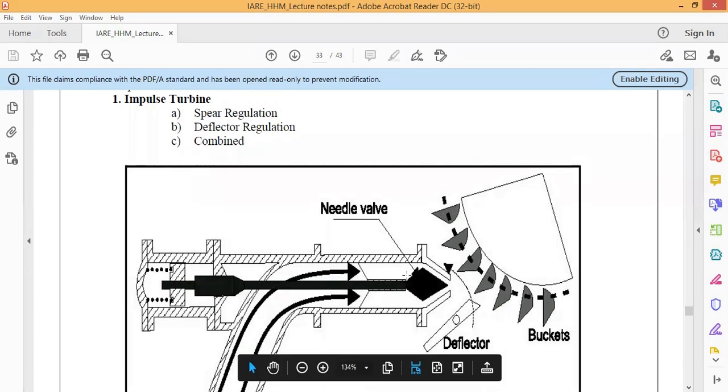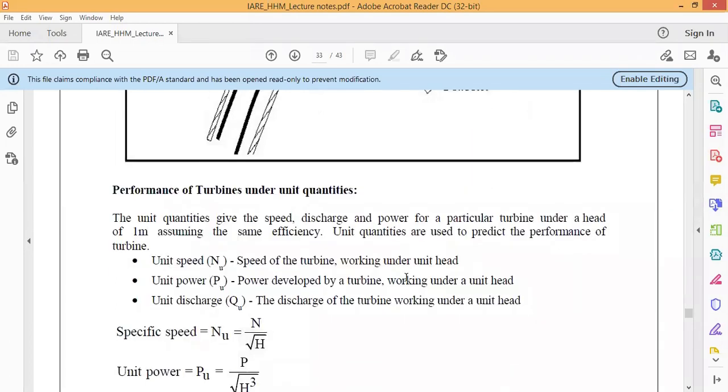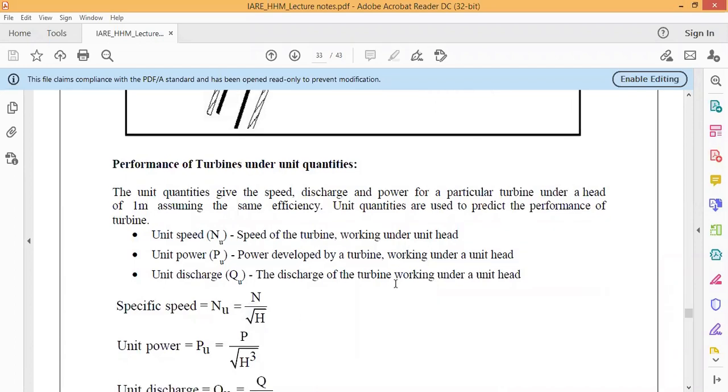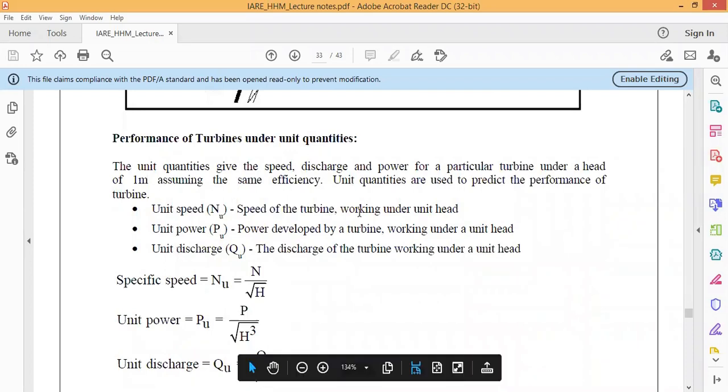So now we have performance of turbines under unit quantities. As you can see, the unit quantities give the speed, discharge, and power for the particular turbine under a head of 1 meter, assuming the same efficiency. Unit quantities are used to predict the performance of a turbine. So unit speed means the speed of the turbine working under unit head.